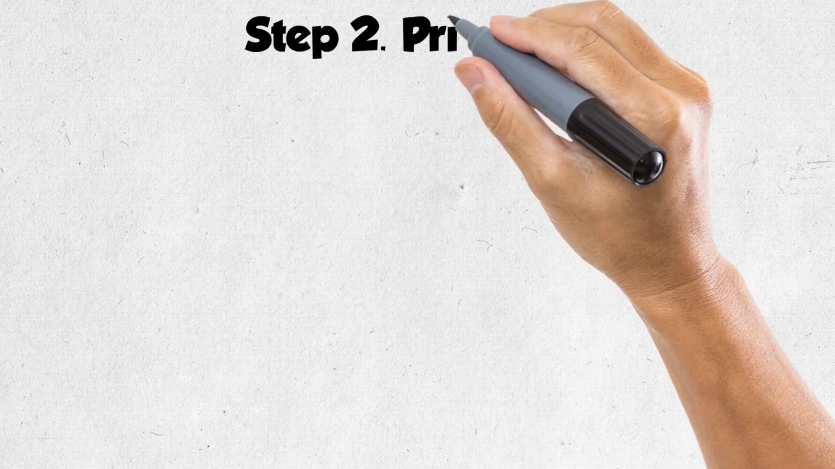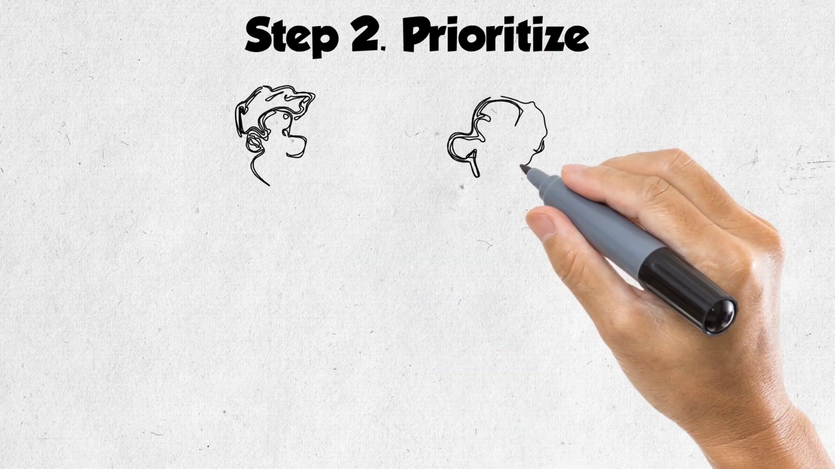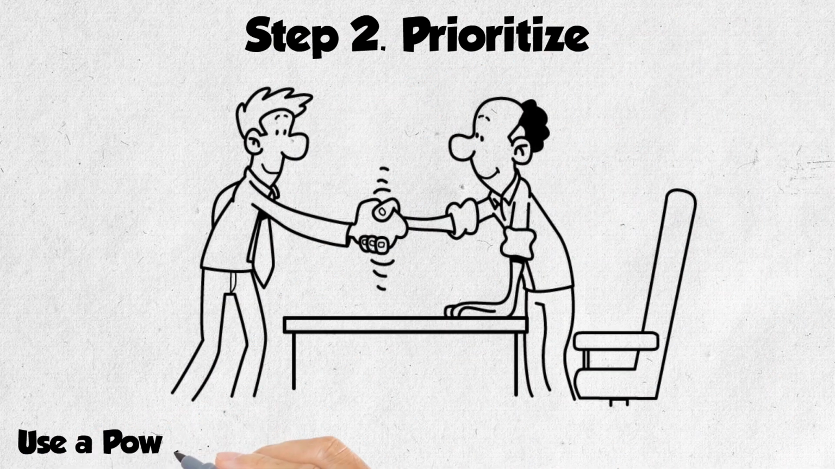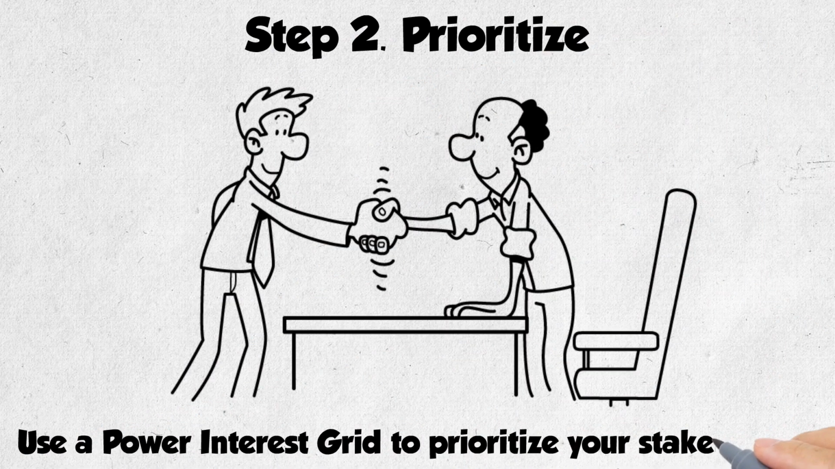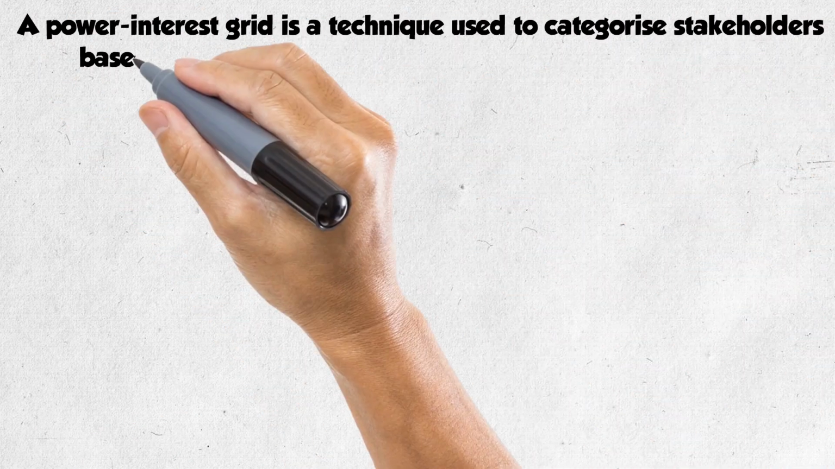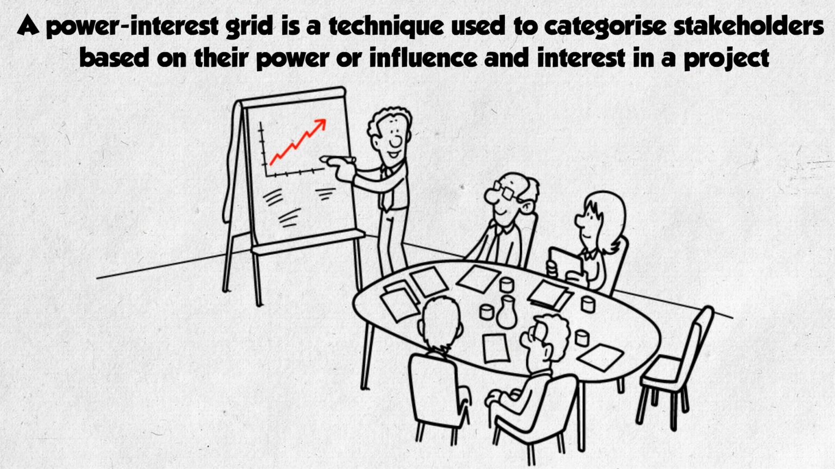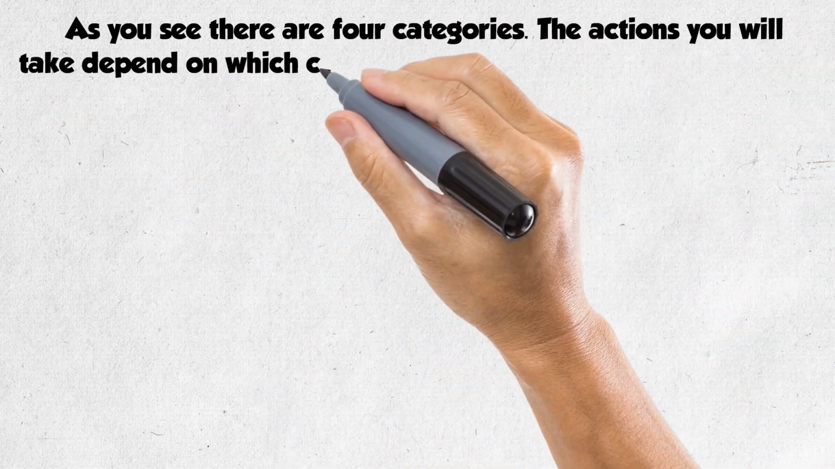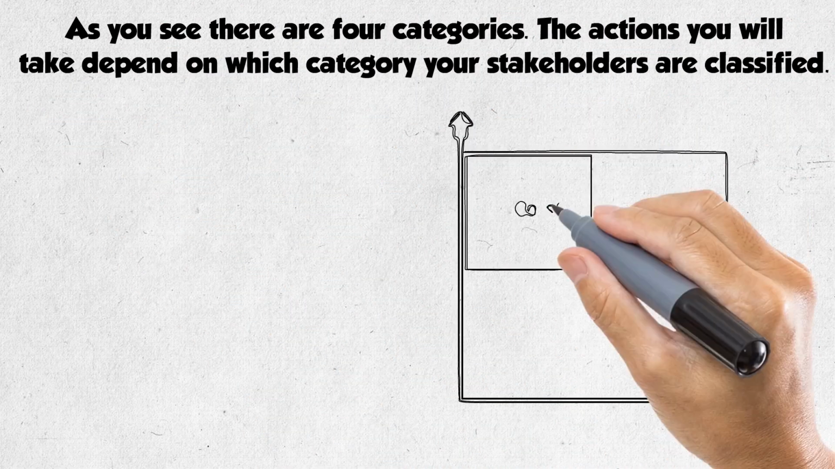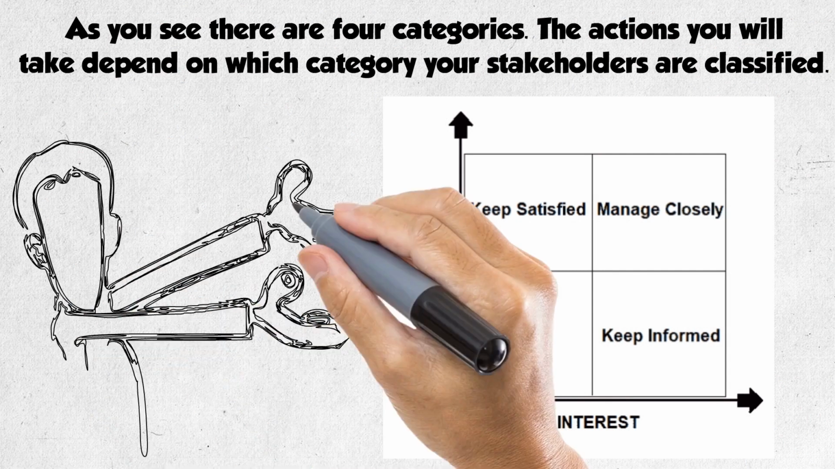Step 2. Prioritize. Use a power interest grid to prioritize your stakeholders. A power interest grid is a technique used to categorize stakeholders based on their power or influence and interest in a project. As you see, there are 4 categories. The actions you will take depend on which category your stakeholders are classified.